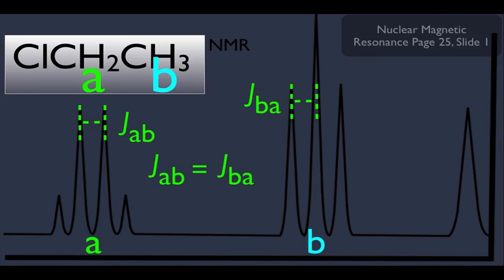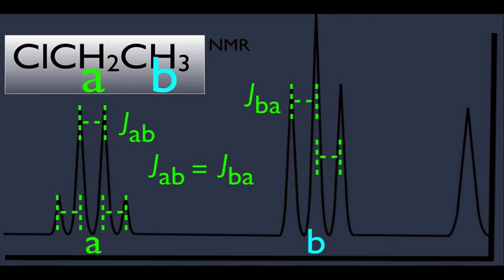And by the way, the distances between the peaks are true for all of the peaks, meaning the distance here would equal the distance here, which would also equal the distance here as well. So we can be very sure by this information if these two hydrogens are next to each other on the molecule.